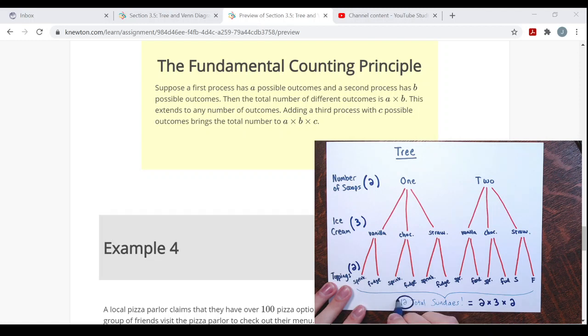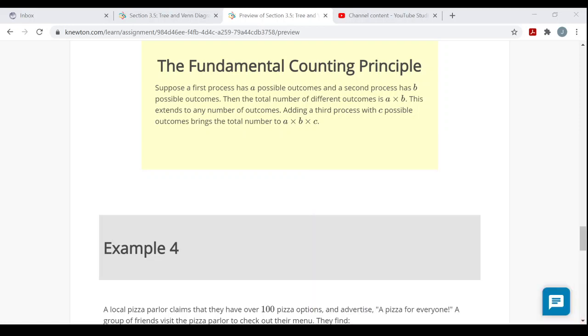Right? And I said that earlier. And you can see that in the tree diagram. There were 12 total sundaes. So that's an example of an application of the fundamental counting principle. All right, so if you have so many processes back to back to back where you get 1 choice each, the total number of possible outcomes is the product of those numbers of choices.